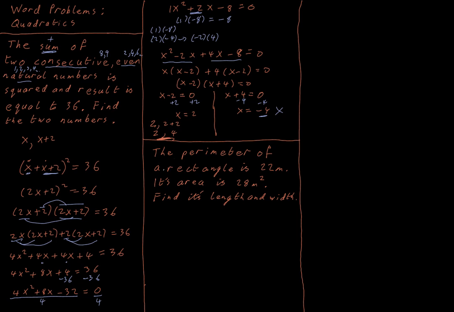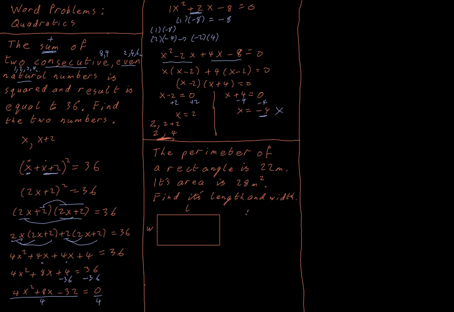Next question. The perimeter of a rectangle is 22 meters. Its area is 28 meters squared. Find its length and width. Very first thing I'm going to do is, I'm told I have a rectangle, so I'm going to draw a rectangle. So I have my rectangle now, and I'm going to label my width and my length. Those are the things I'm asked for.